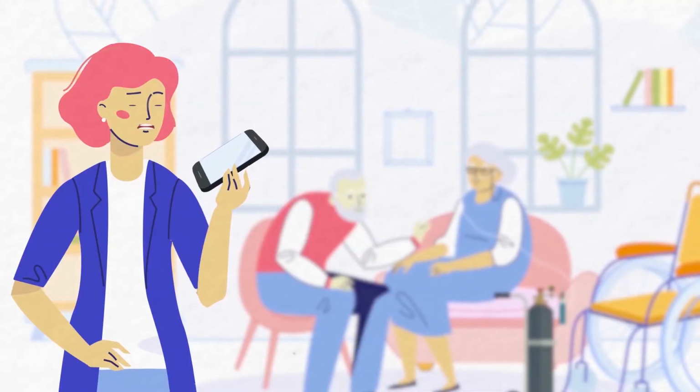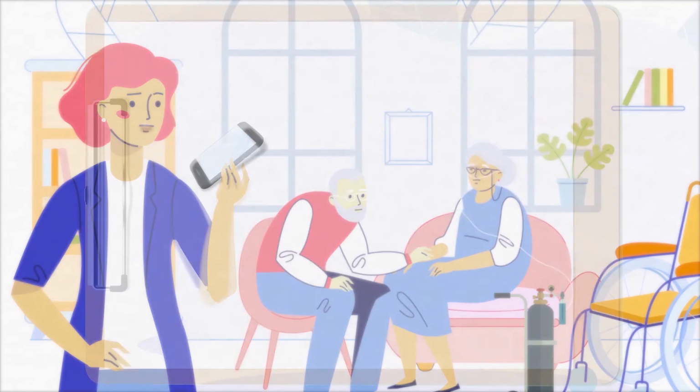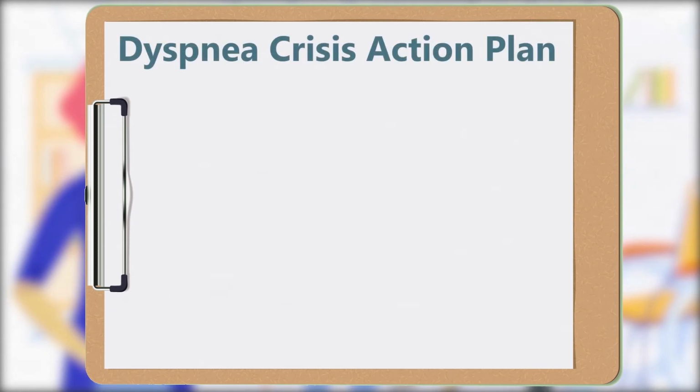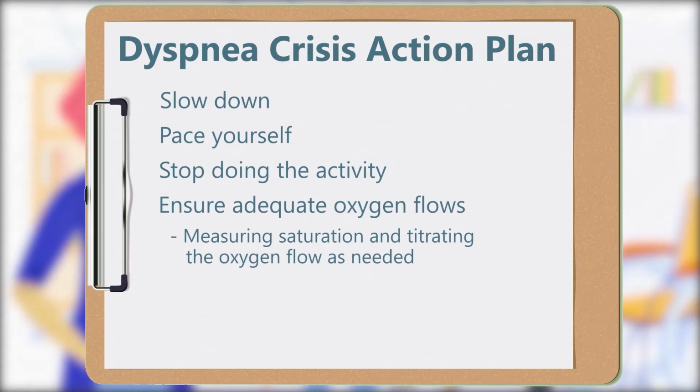In addition, patients should be provided with a contact number for a clinic nurse or any other team member who can help them troubleshoot problems in between clinic appointments. Another example for a symptom-based action plan can be a dyspnea crisis action plan. For example, when you become dyspneic, you need to slow down, pace yourself, or stop doing the activity as needed. Patients can also be instructed to ensure adequate oxygen flows. For example, measuring saturation and titrating the oxygen flow as needed.